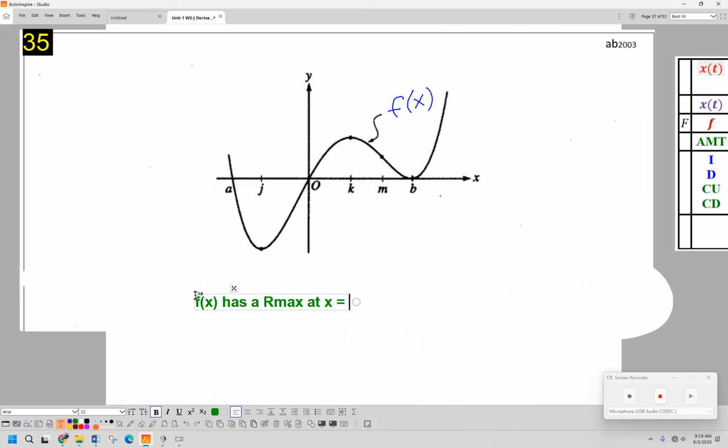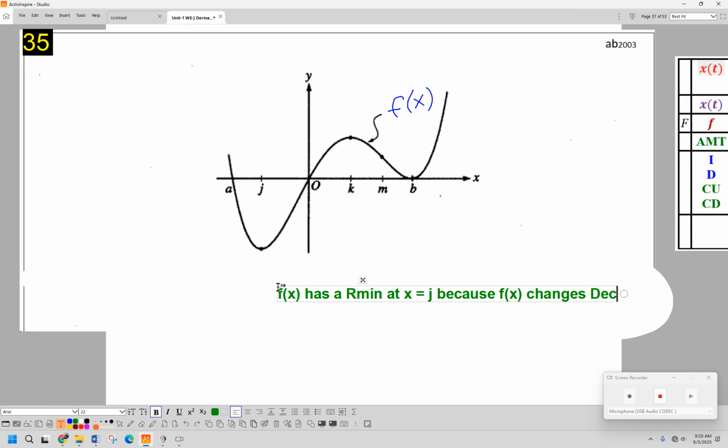What about half of you? Let's go, Lincoln in the back. Would it be j? Right here, j. Yeah, close. Let me do something up. That's not what I wanted. You dumb machine. Try again. What you just found was a relative min. So f of x has a relative min at x equal j because f of x changes from decrease to increase at x equal j.